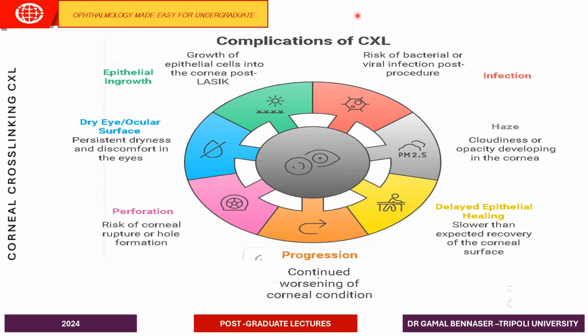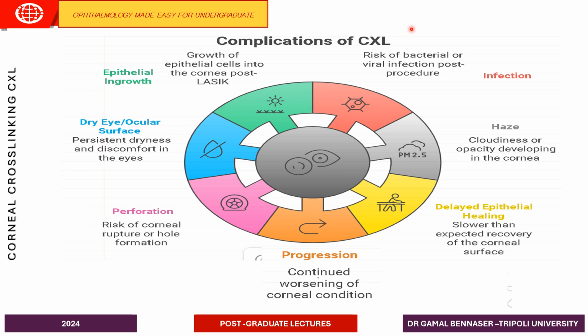Now, as far as the complications of corneal cross-linking, of course, there are no 100% safe procedures. Although corneal cross-linking, if we take into consideration the indications, the precautions and the contraindications, is a very safe procedure, and most of the studies show that in 95% of the cases they achieve the goal of corneal stability and biomechanical stability within 12 months.